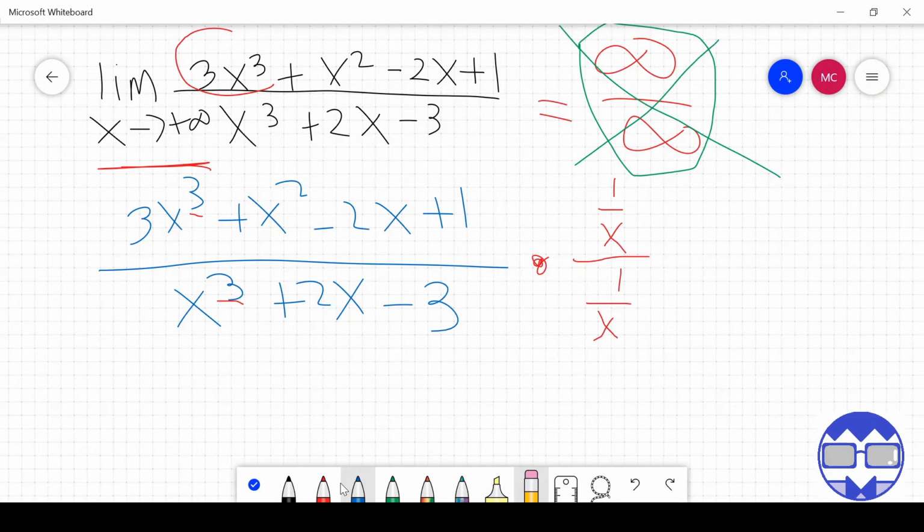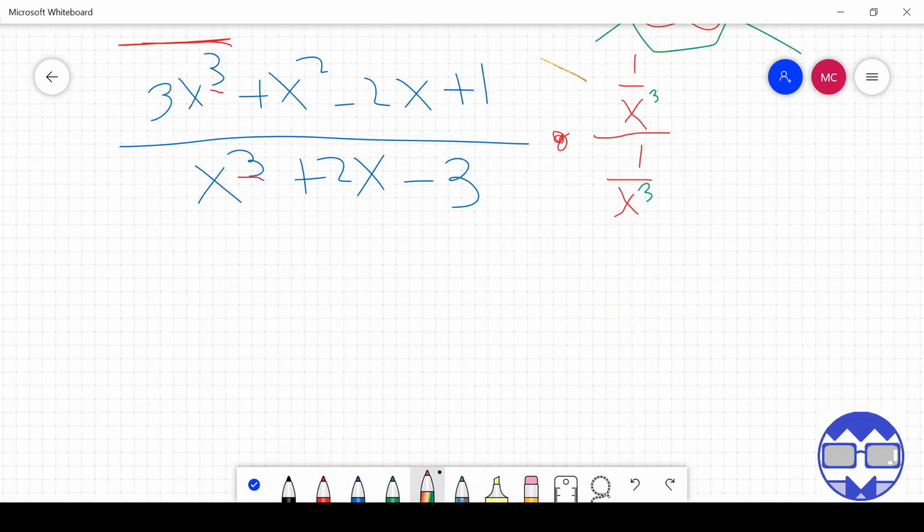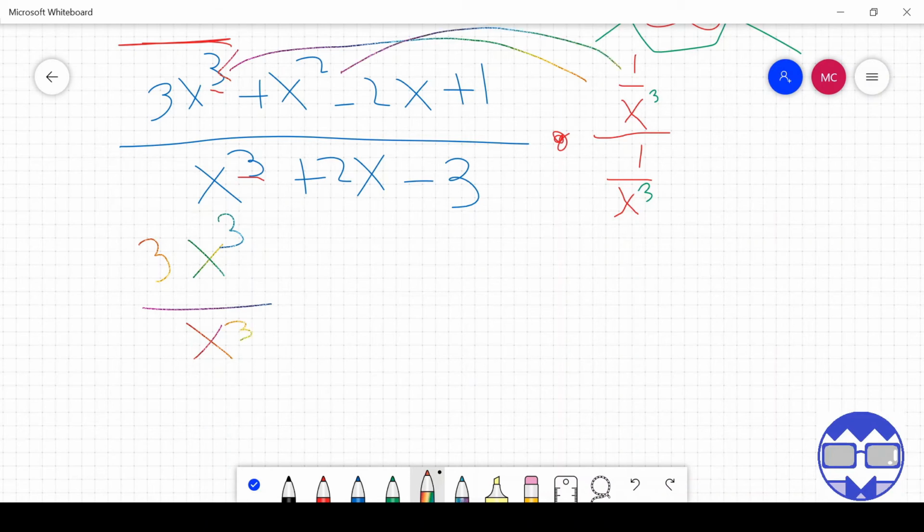So what will happen if you multiply by 1 over x to the power of 3? Let's try to multiply first. What will happen if you multiply this one here? This becomes 3x cubed over x cubed. Next, multiply it here, to the x squared. We have plus x squared over x cubed.